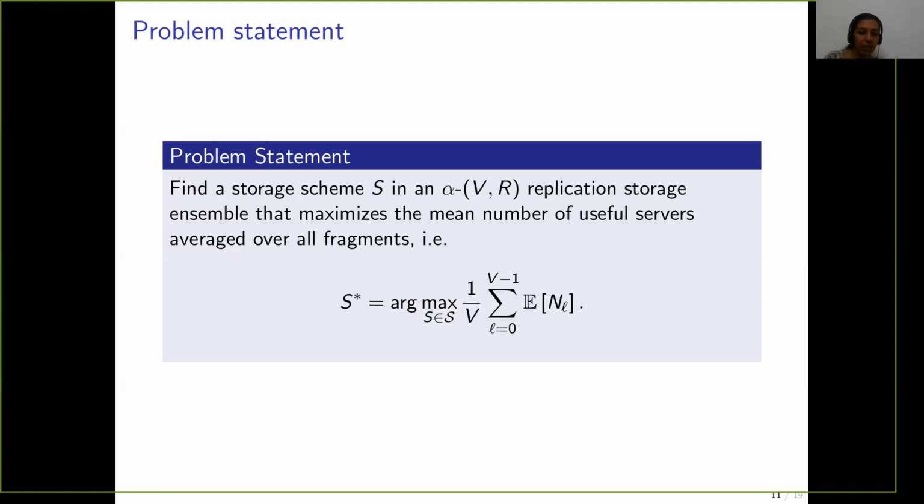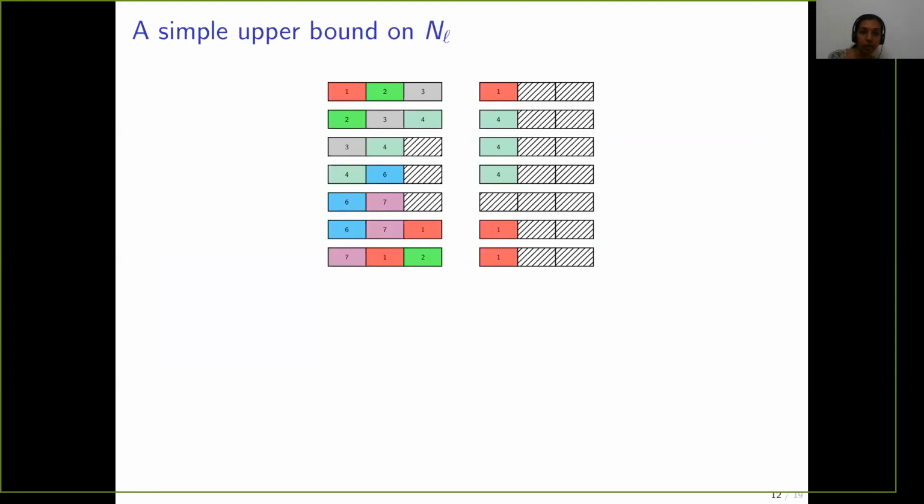We work towards a solution by first noting a simple upper bound on the number of useful servers. At the initial stages of the download, which is shown in the first picture, we expect that all servers shall remain useful, but towards the final stages of the download, it will start decreasing.